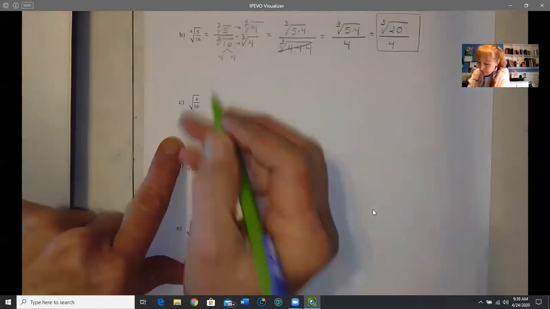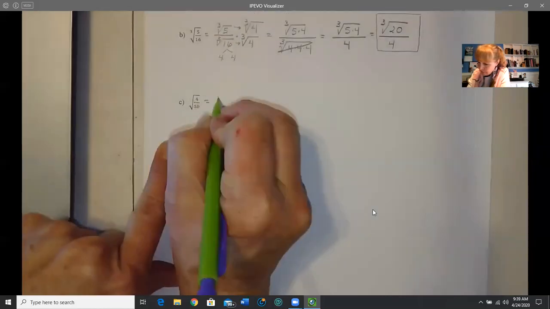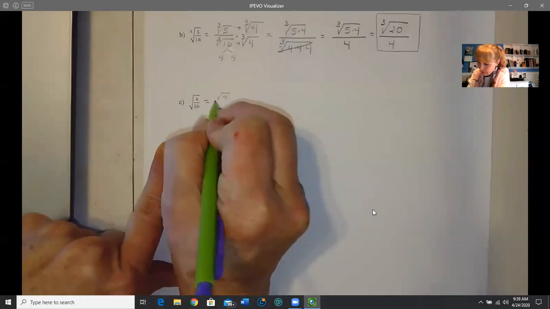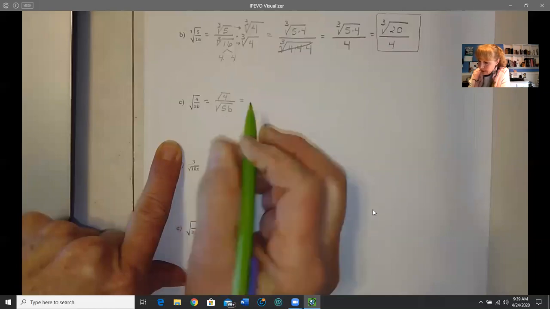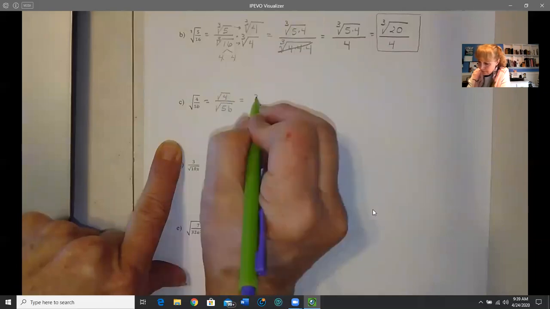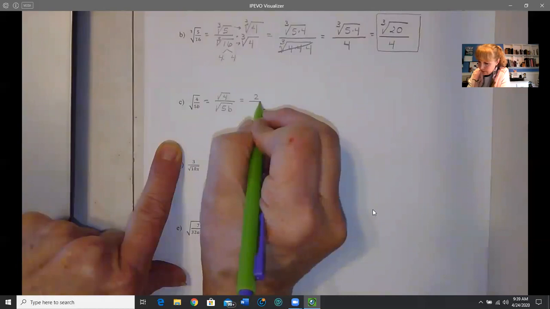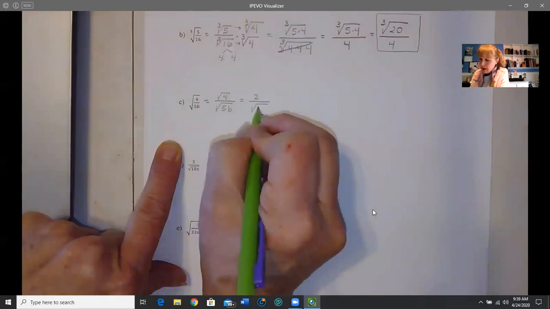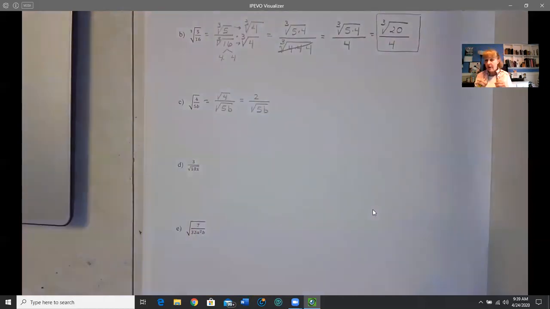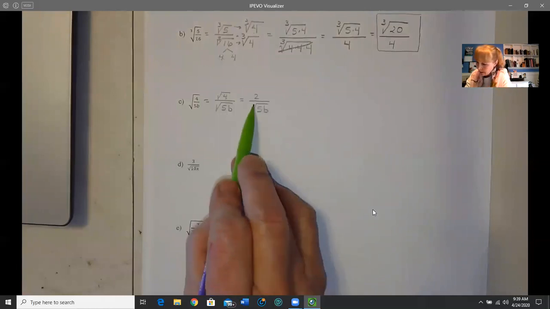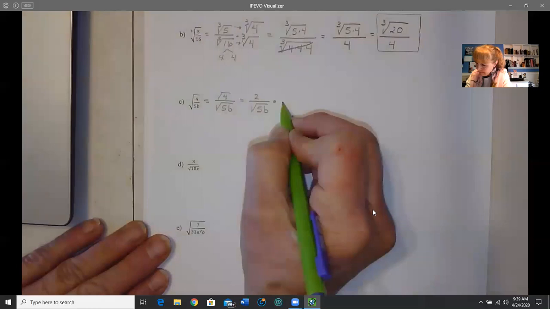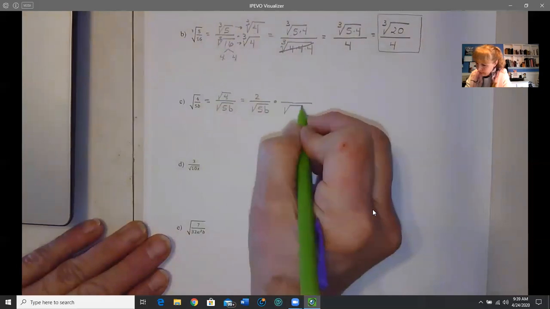Cannot reduce, so this is the square root of 4 over the square root of 5b. Let's reduce the square root of 4. Can't reduce this. But I need to rationalize the denominator. I want to get rid of that radical. So I need 2 of something. I've got 1 5 and I have 1 b. I need 2. So I'm going to introduce 5 and a b.